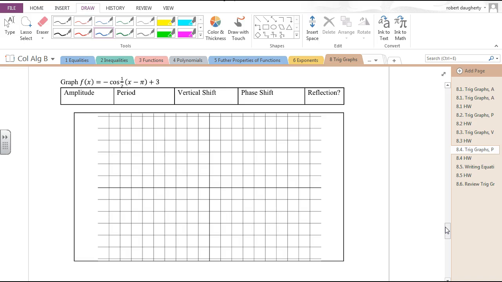Okay. So tell me about this one. What's the amplitude? 1. What is the period? Nope. Period is always 2 pi divided by the b. So it's 2 pi divided by what? 2 pi divided by 1/2, which is what? 4 pi. There we go. Vertical shift. It goes up 3. The phase shift. Pi to the right. And the reflection. Has it been reflected? Yes. Okay.